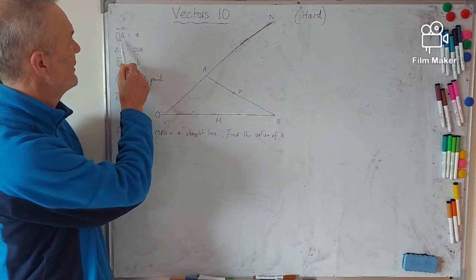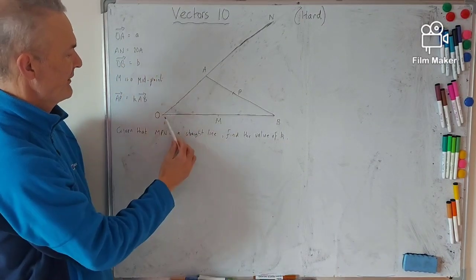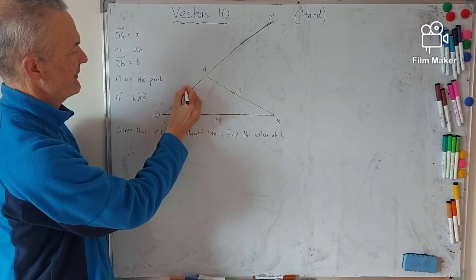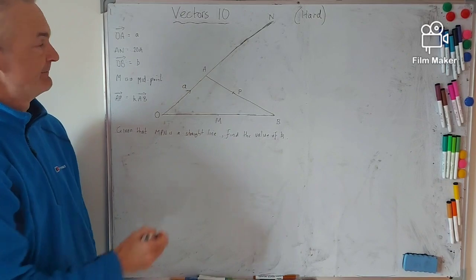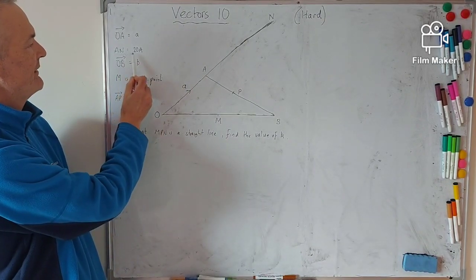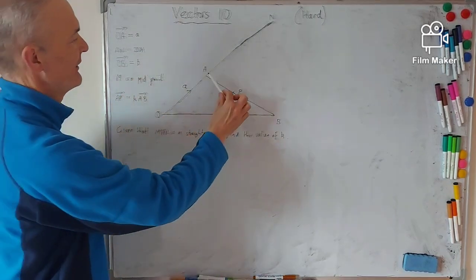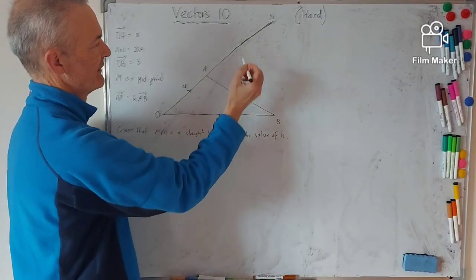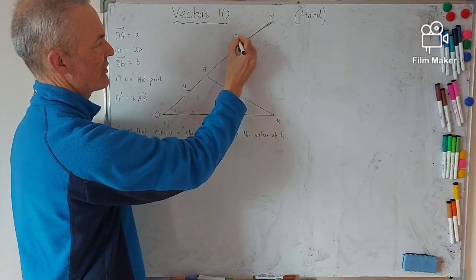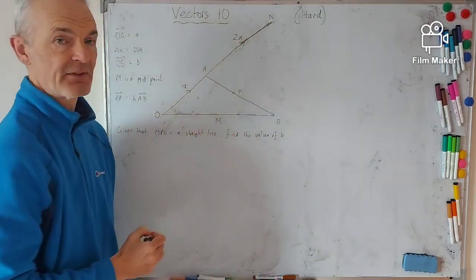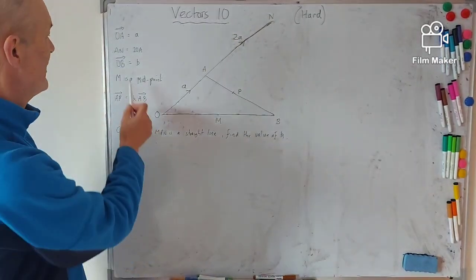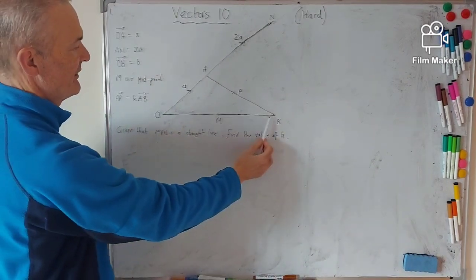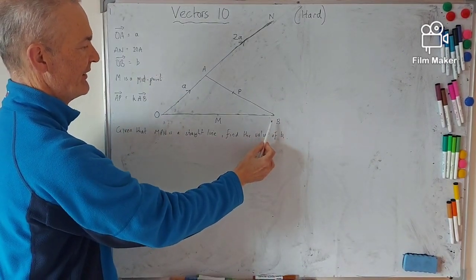Up here we're told that OA is A, so that's O to A. I'm going to put that vector in and call it A. We're told that AN is 2OA, so A up to N is twice this here, so that's just going to be 2A. So I've put that one in as well. Then we're told that OB is B, so that's O to B is vector B.